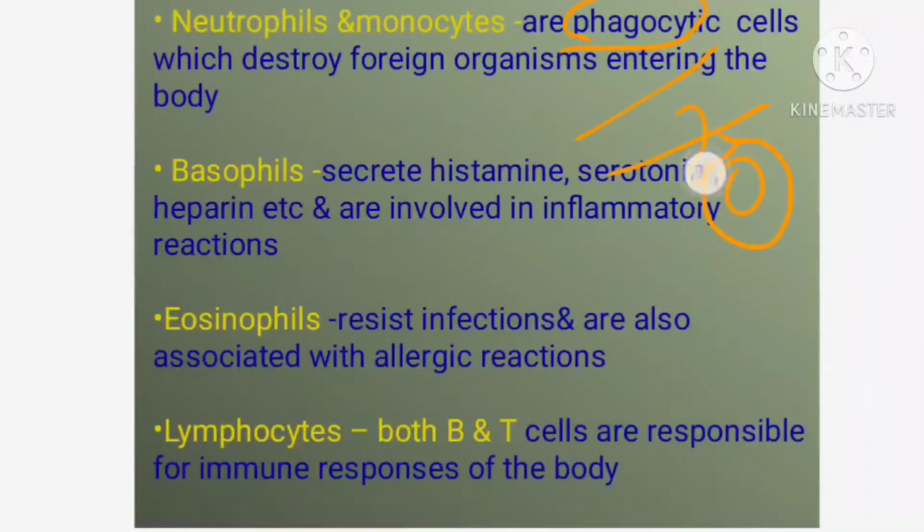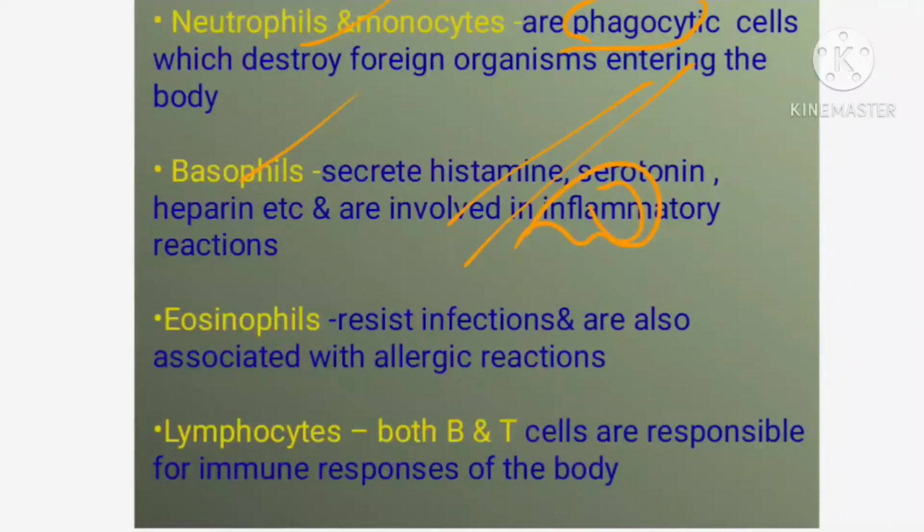Engulf means what? WBC can easily move towards it like amoeba. They can move towards it. Okay. After moving towards the germ, what they do is that they engulf it. They will digest the germ inside and destroy that foreign organism which has entered into my body, thereby preventing myself from different infections. Okay. So that is the function of neutrophils and monocytes.